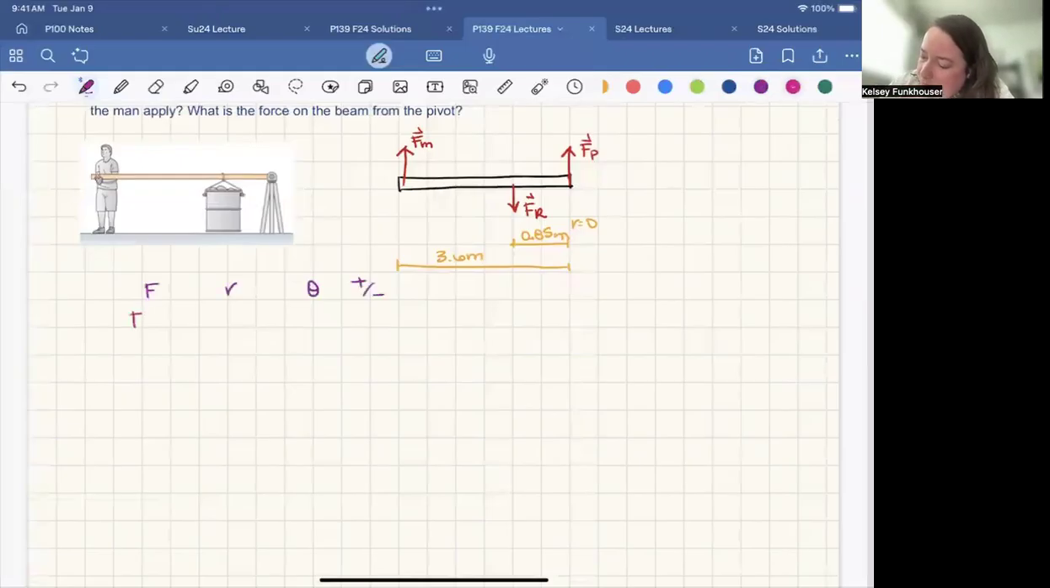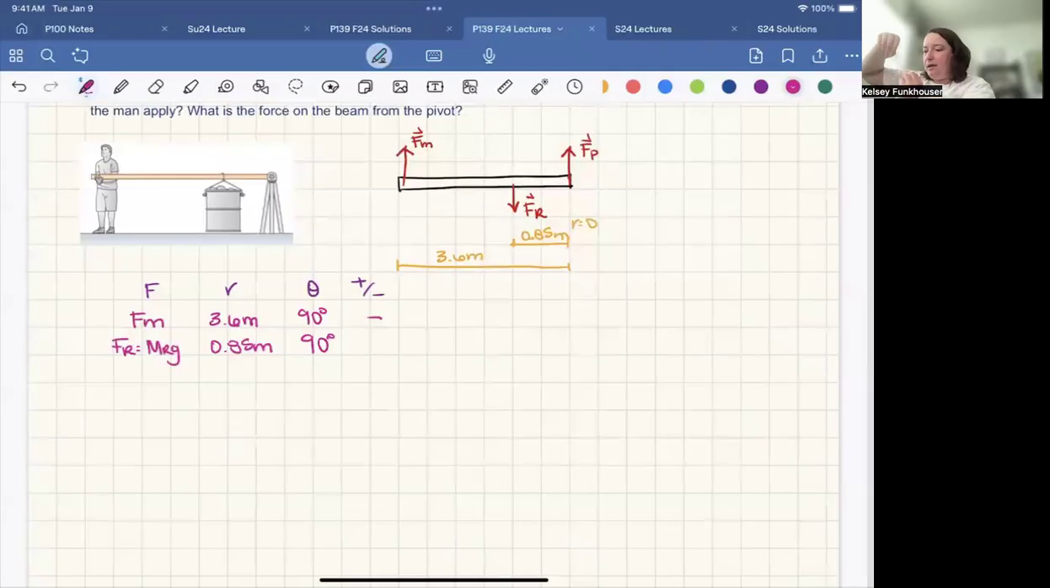Okay, so we have the force from the man, and we're trying to figure out what that is. We don't know what it is. So he acts at 3.6 meters, 90 degrees. And that's going to be clockwise rotation, so it's negative. And then the force of the rocks, that's just going to be the weight of the rocks, so their mass times g. That's 0.85 meters from the pivot, also 90 degrees. And that would cause counterclockwise rotation, so that's positive. And then we can write the pivot force in our table, but the distance is 0, so we kind of just stop there.